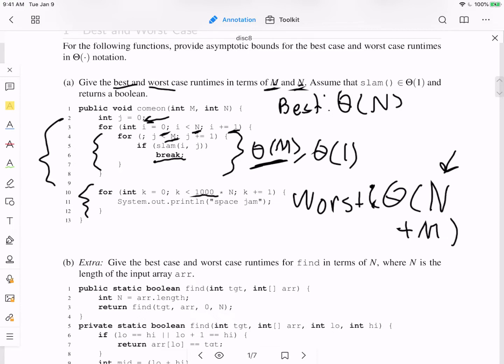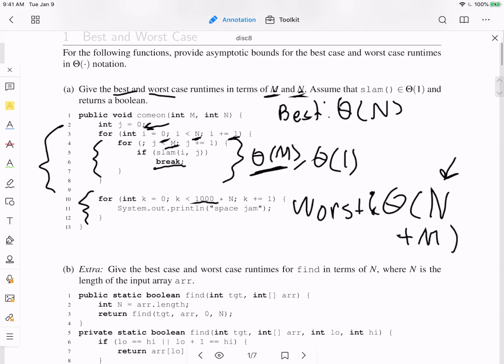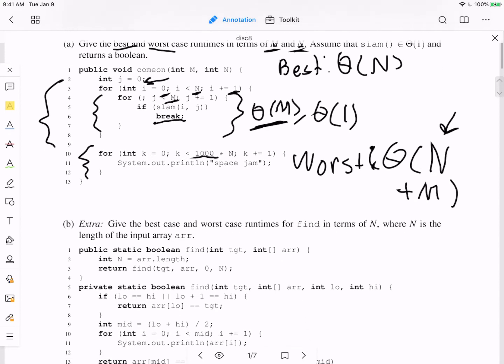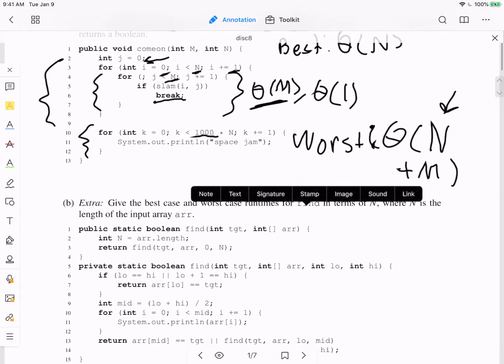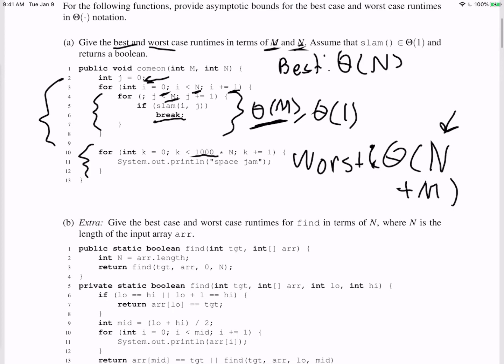So for the best case, every single input to our function will take that break statement every single time. So it's theta of n, not omega of n, not O of n, but theta. And the same kind of reasoning is for the worst case. We're only looking at the inputs where slam of i and j is never true. Okay, so that's why these are tight bounds, not lower bounds or upper bounds.